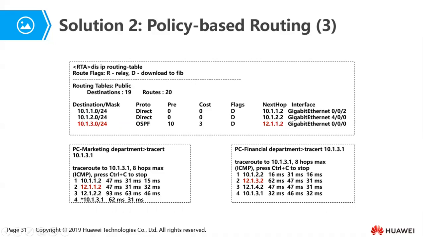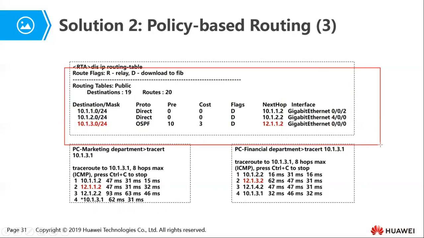Now, as we said, with policy-based routing, you are not really affecting the entry in the routing table. What that means is packets that match a policy-based route will simply be forwarded using that particular policy rather than using the routing table.